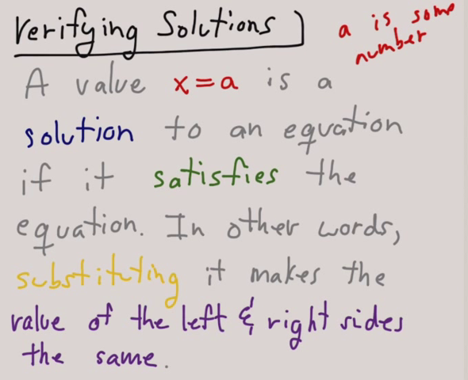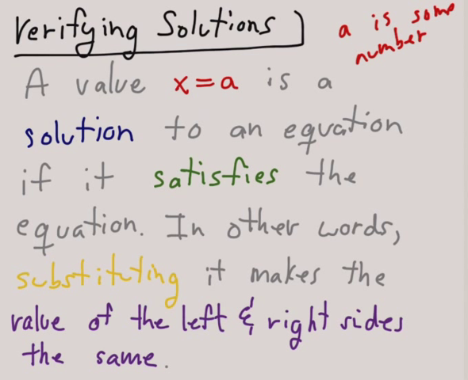But whatever it is, a value x equals a is a solution to an equation if it satisfies the equation. In other words, substituting it makes the value of the left and right sides of the equation the same. So if I plug that number in the left side for everywhere I see an x, and I plug it in the right side for everywhere I see x, and it turns out that it makes the left side equal to the right side, we'd say that that satisfies an equation, and that would make it a solution.